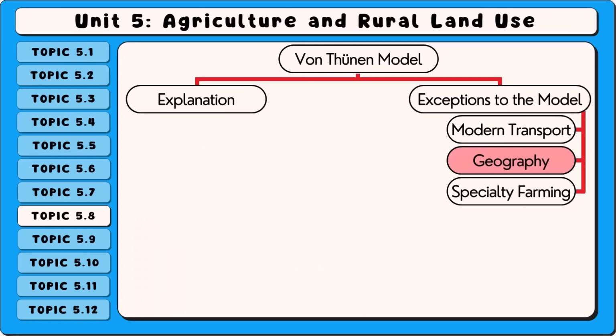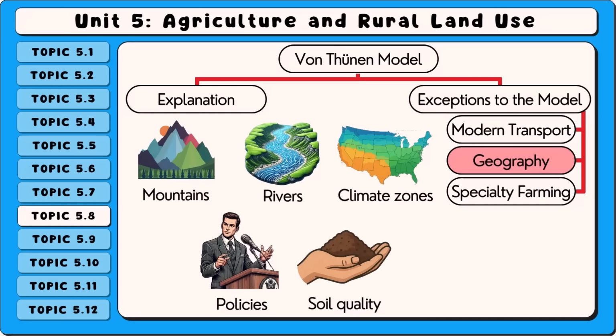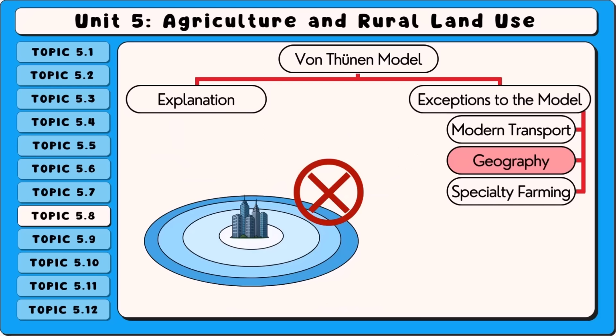The second reason is geographic variation. In reality, land is not uniform. Mountains, rivers, climate zones, and government policies all influence what kind of farming is done and where. Soil quality also varies from place to place. These factors mean that real-world land use often doesn't follow neat concentric rings.